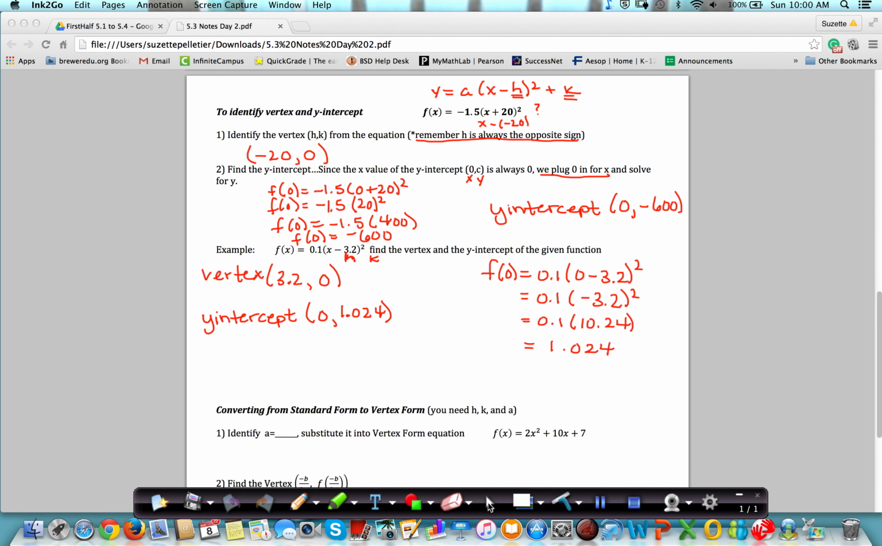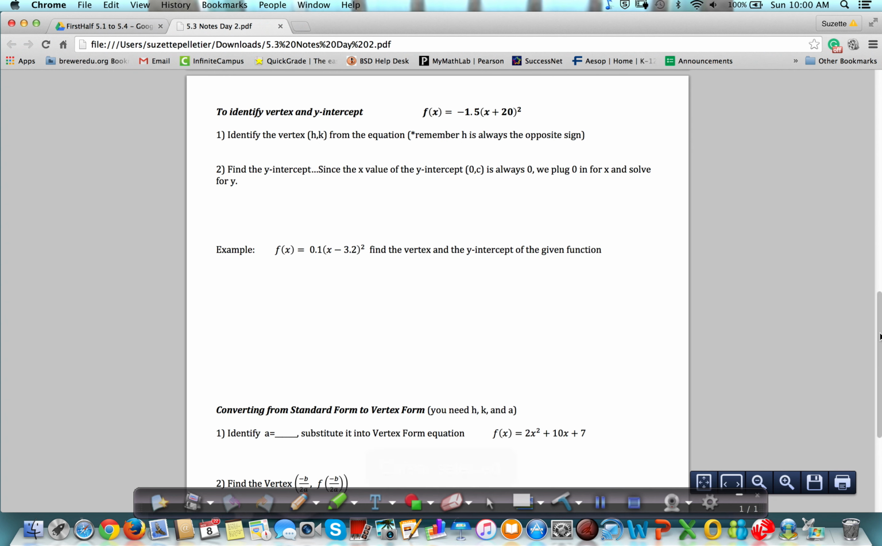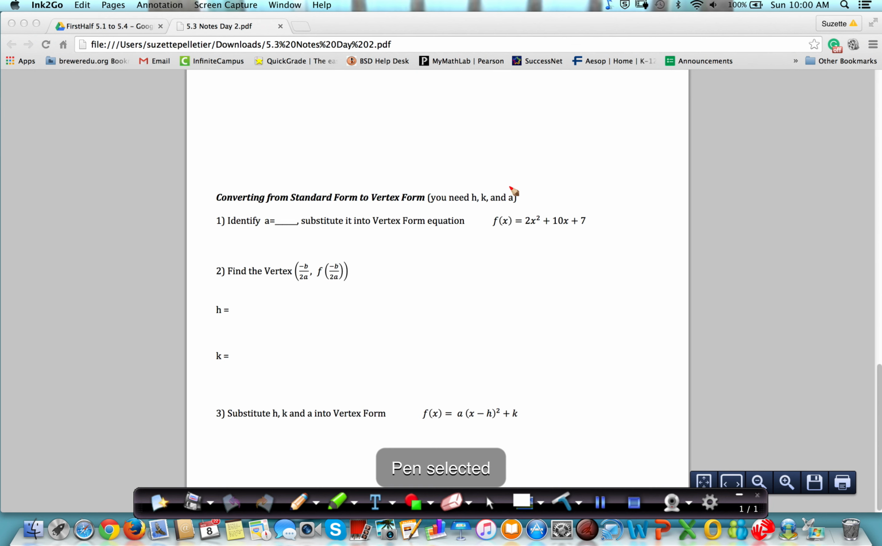Last thing, converting from standard form to vertex form. Again, we need those three things, H, K, and A, but this time it's in standard form when it's given to us. So in the previous examples, they were already in vertex form. We could just grab HK right out of the equation and plug in some other point and solve for A. So this time given to us when it's in standard form is A. A is easy to find in this particular problem.